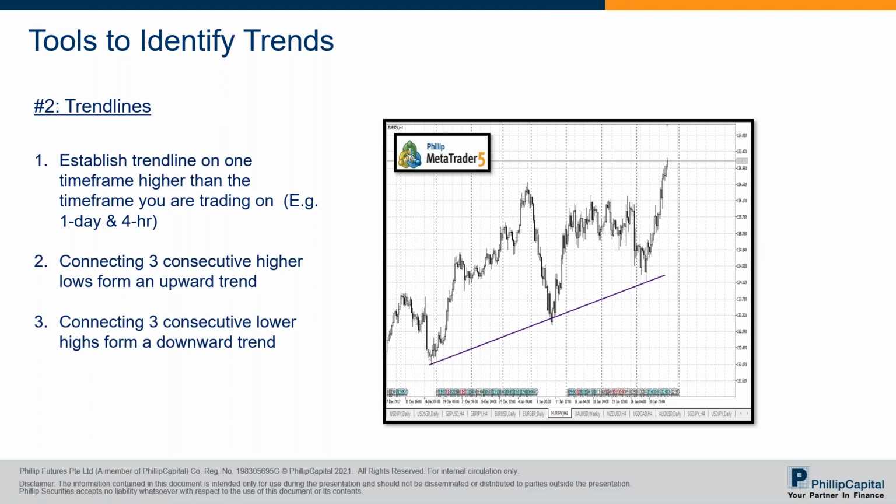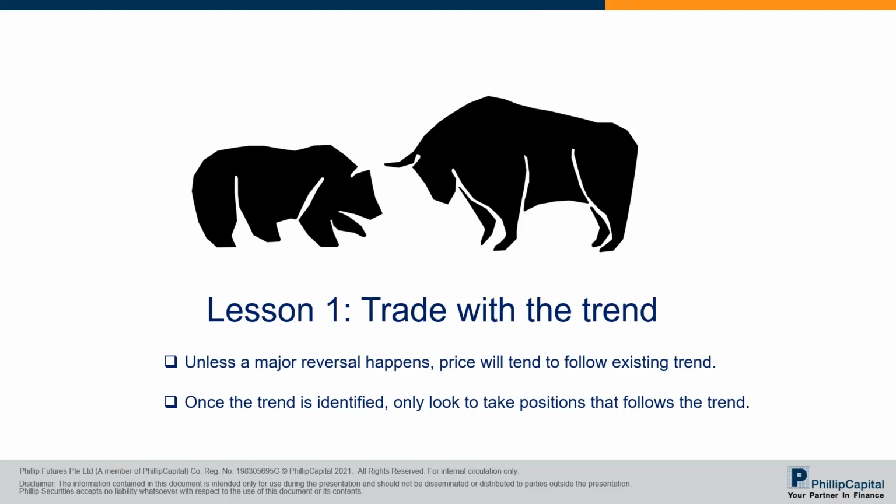Secondly, if you notice on the charts there are 3 consecutive lower highs that you can connect with a straight line, that would form the downtrend. Yeah, so this image is clearly an uptrend because you can see that the line actually connects 3 higher lows and price is moving higher. So this is the second way to determine what the dominant trends are.